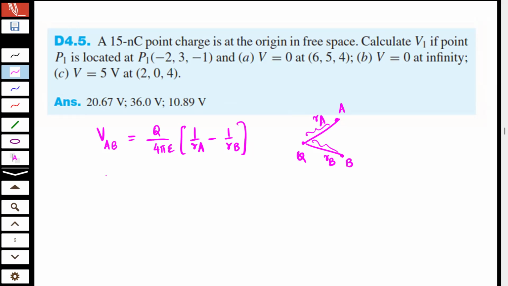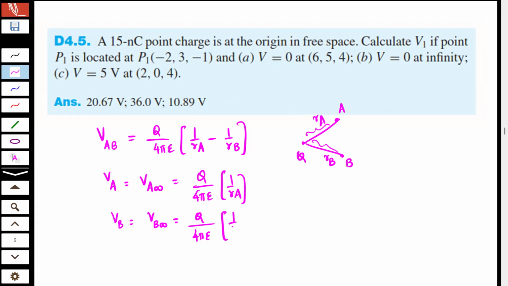So if I want to find potential at point A alone, this has to be found with reference to infinity, or we can write Q by 4 pi epsilon, 1 by RA minus 1 by infinity. This will be made 0, so we can get this. So absolute potential at B similarly can be found with reference to infinity because 0 potential is present at infinity, and this can be written as 1 by RB.